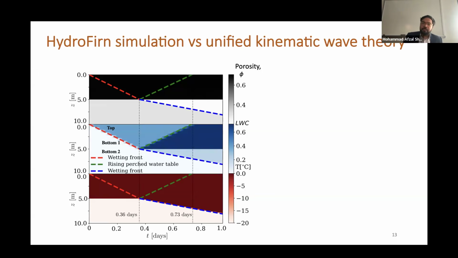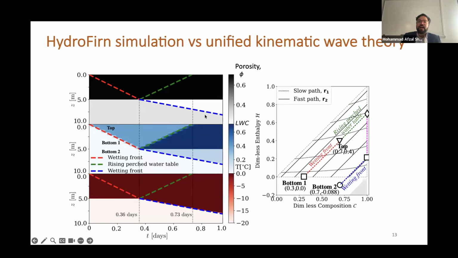I haven't told you this before, but on this slide, all of the contour plots come from the hydrofirn model, but all of the dashed lines come from unified kinematic wave theory. How? Just good sketching skills. Here, I'm showing the same hodograph plane I talked about. All you're supposed to do is plot your top, bottom 1 and 2 states on this hodograph plane in the first pass. Then if your wetting front is in the top 5 meters, you have to connect the top and bottom 1 states. And when your wetting front has reached this transition depth, you have to connect this top and bottom 2 states.